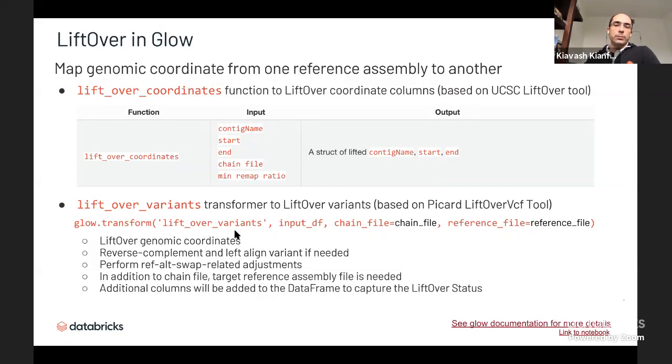This one does a little bit more than just a simple liftover. That is, it does reverse complementing and left aligning of variants, or the reference alternate allele swapping, just like the Picard tool does. The cool thing about this is that it also generates an extra column in your data frame that shows the status of your liftover operation.